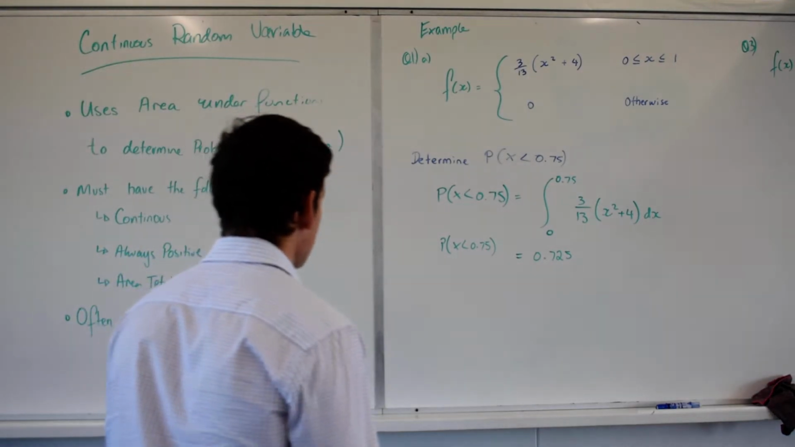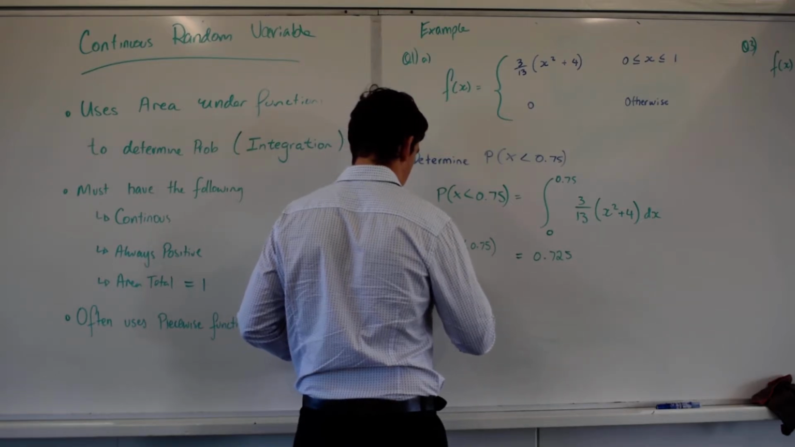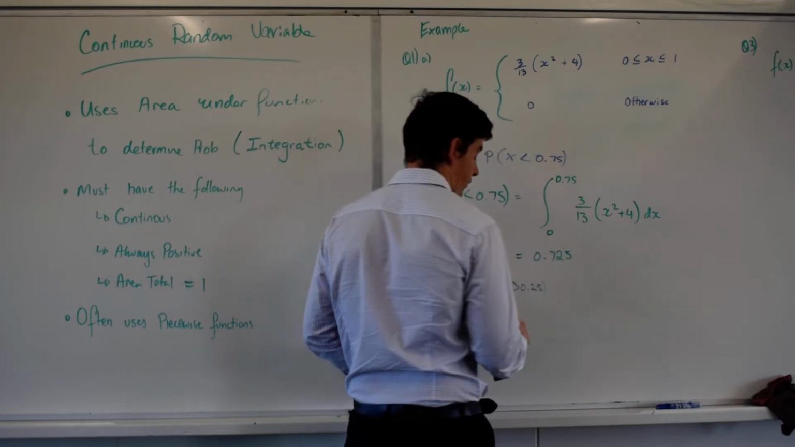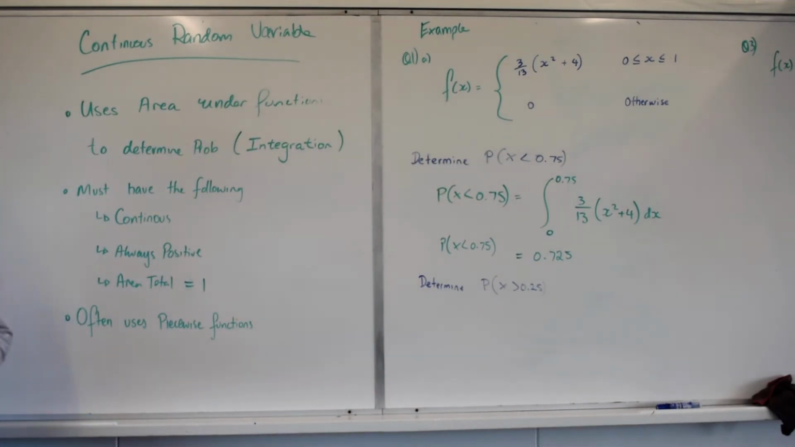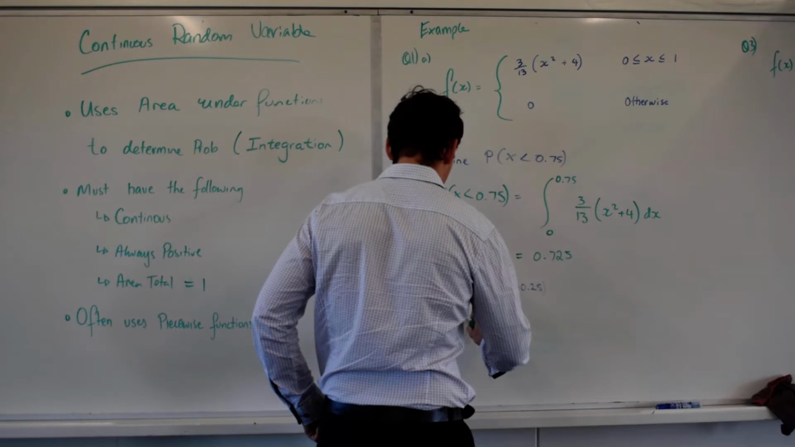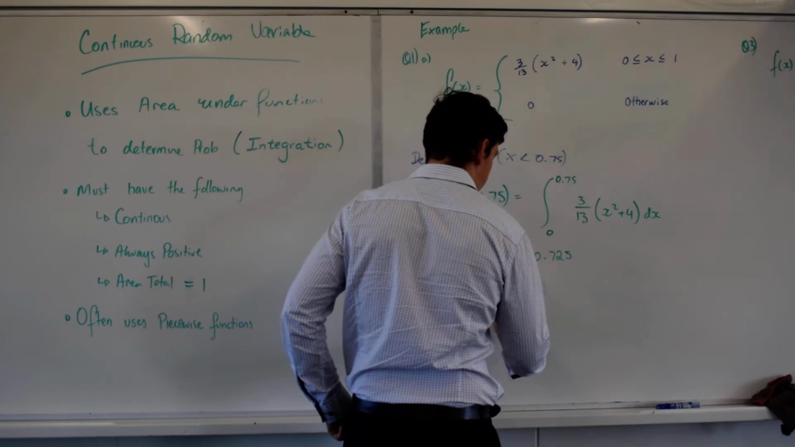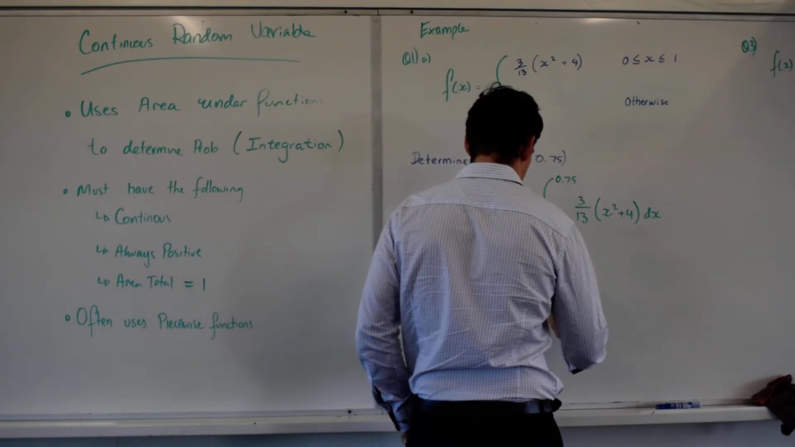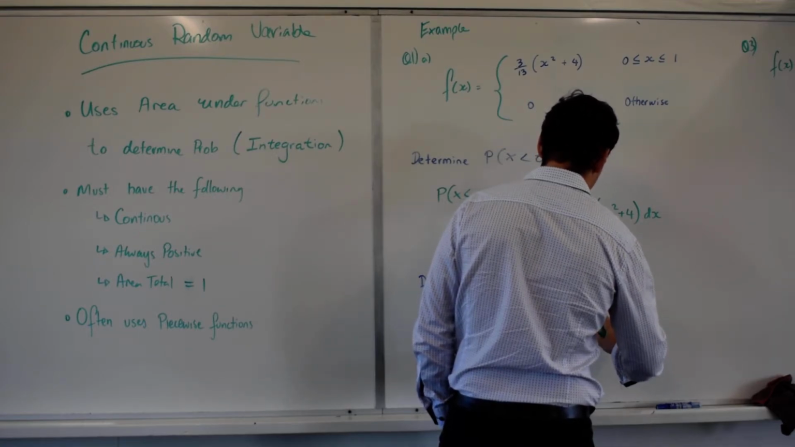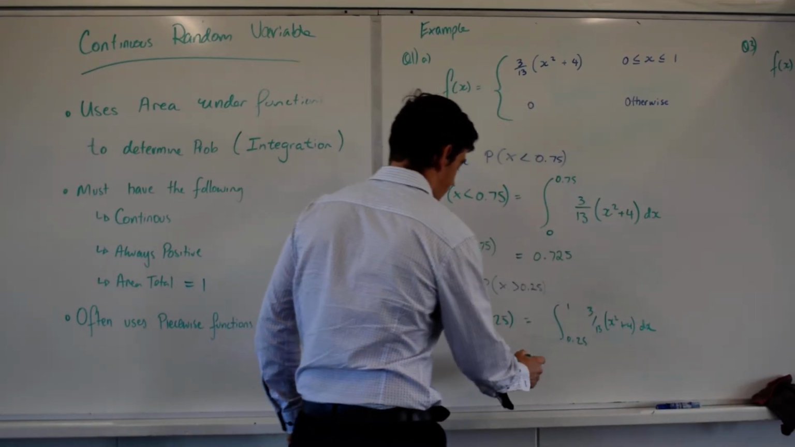If I deal with question C, I'm going to skip one and go to question C. It says determine P(x greater than 0.25). Now what do I do? 0.25 to 1 of the same function, correct? And what does that give me, Paige?